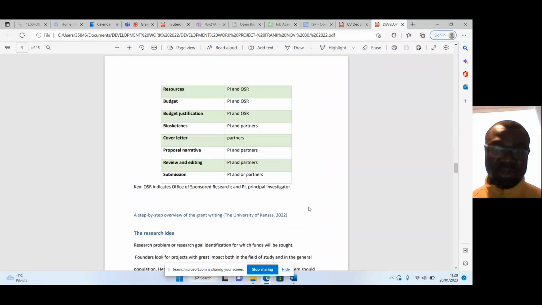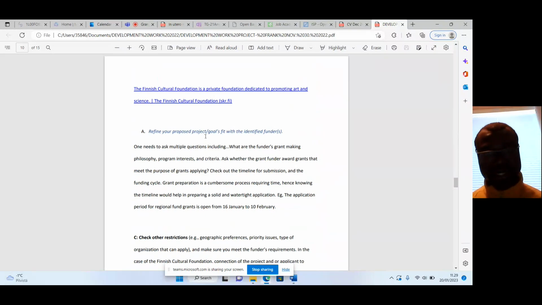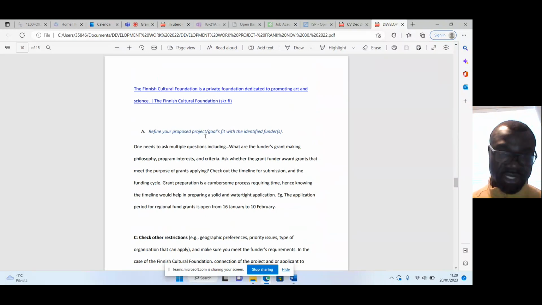So in a quick review, let us go through some of the few steps that we need to reference. And here I gave a case study of the Finnish Cultural Foundation, which is also an agency that funds a lot of projects in Finland. So here, refine your proposal or project goals. You need to refine the proposal after knowing the foundation's focus. They have different calls and the time of the call. So we need to plan to submit it at a certain period, and we'll submit it accordingly.